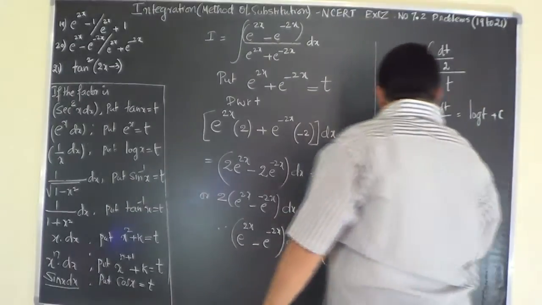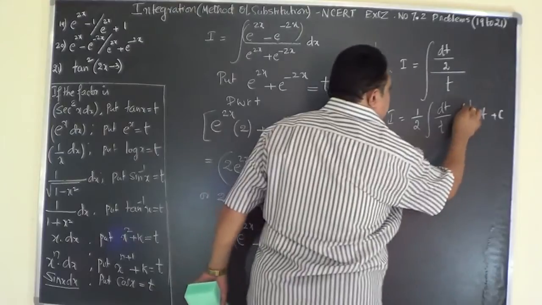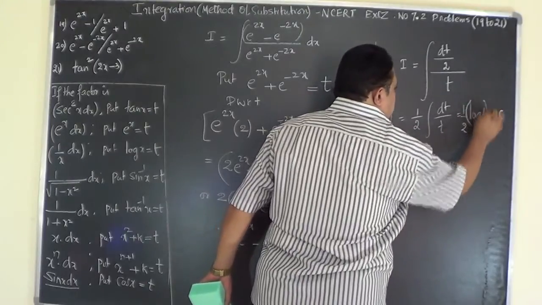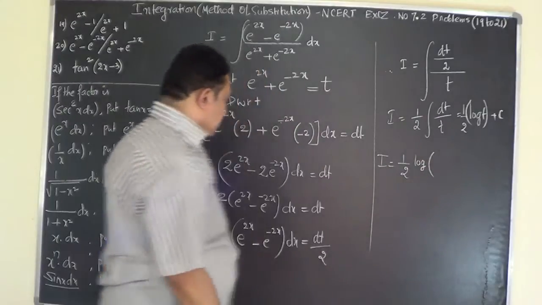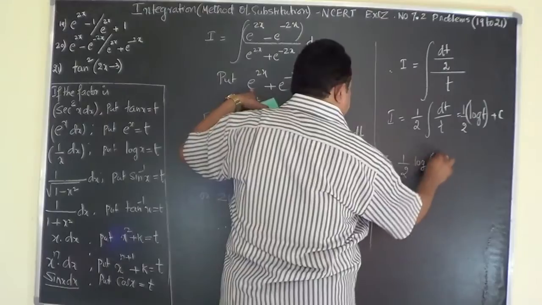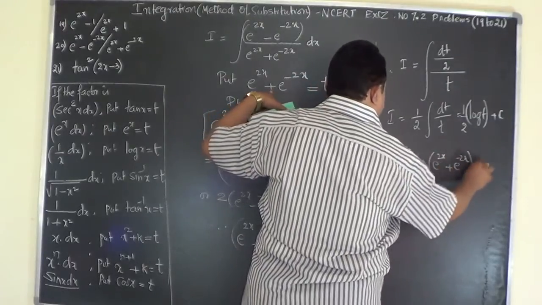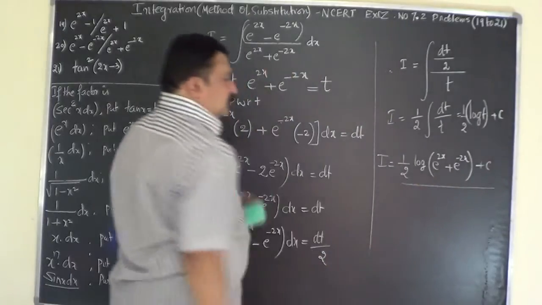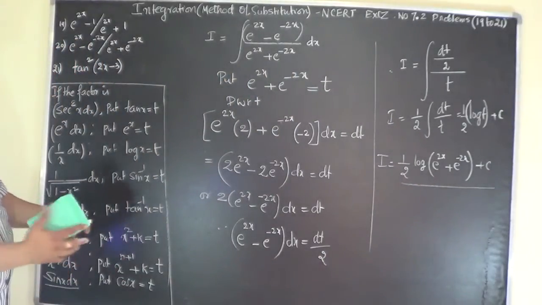So now, last step, you substitute for t. Therefore I equals half of logarithm of t. What is t? e to the power of 2x plus e to the power of minus 2x, plus c. That's all, that's the answer.